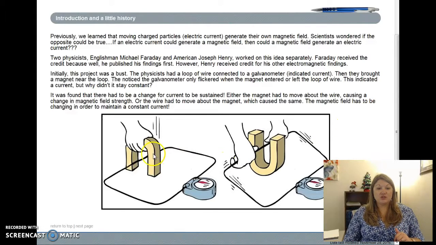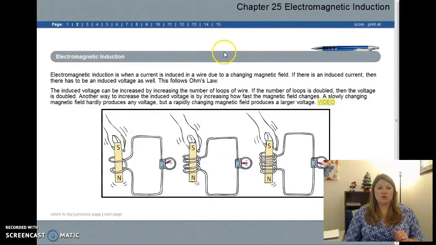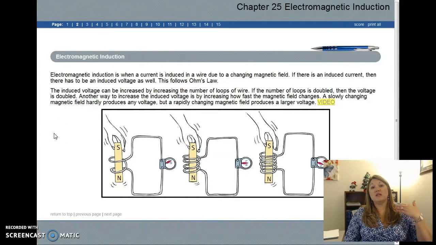So as you can see from the picture here, you can move the magnet around the wire, or you can move the wire around the magnet. Either one of those is changing the magnetic field strength that wire feels. That's what causes your electric current. So this is called electromagnetic induction because it is inducing a current.